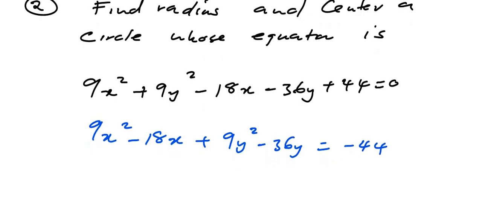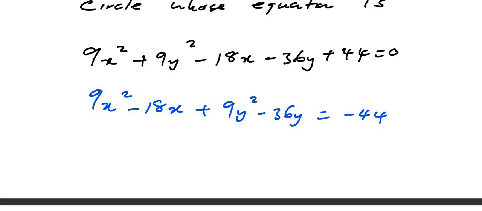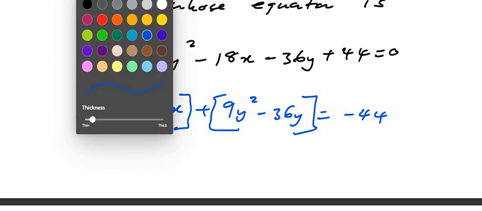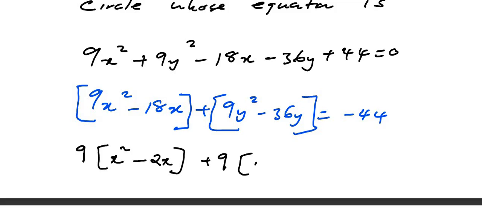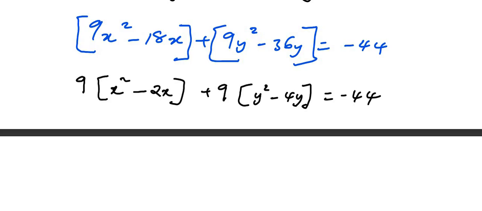Then from here, I'm completing the square of this portion alone. Let me put it in brackets. There's this portion and there's also this portion. I'm completing the square of both portions separately. For the first one, I'll factorize a 9 outside. So 9 goes outside, and I remain with x squared minus 2x. Same applies here: I'm going to have a 9 outside, and this is y squared minus 4y. This is equal to negative 44.